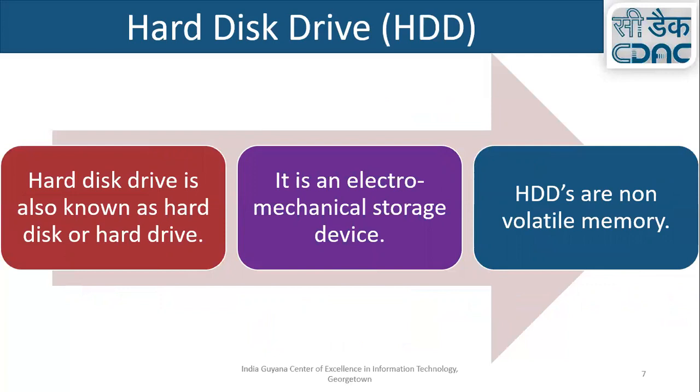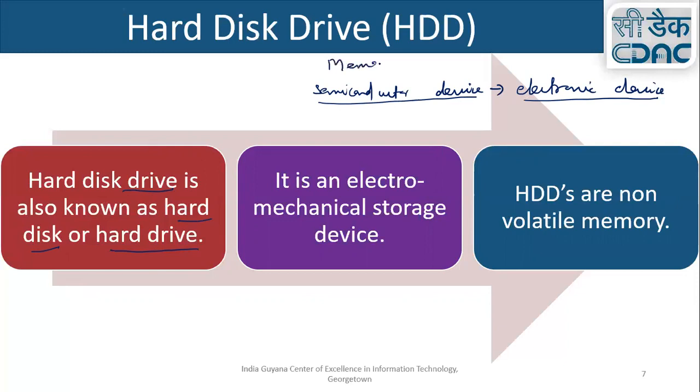Okay, let's move to the hard disk drive. Again, hard disk drive is also known as hard disk or just hard drive. Up to this point, whatever you studied, these are all semiconductor devices. The other name of a semiconductor device is electronic device. Up to this point, all the memory we discussed yesterday is semiconductor device. Hard disk is the first device that is not a semiconductor device. It's an electromechanical storage device.